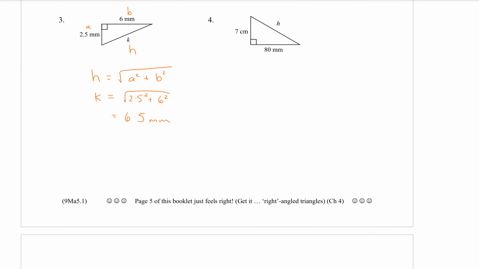Question 4. There is a slight little problem with this question. Can anyone see it? That's right. Well done. This one's in millimeters and this one's in centimeters. You always need to have them in the same units before you can use your Pythagoras theorem. So it doesn't matter, unless the question says, some questions will say, find H in centimeters or in millimeters. If it says, then you obviously have to change it to the one that asks you for. If it doesn't say, you can choose which way you want to go. Do I want them both to be in millimeters or do I want them both to be in centimeters? What do you guys want to do?